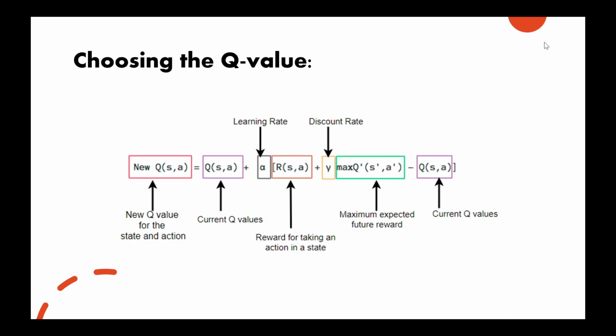Here is the formula used for updating the Q value for a specific state and action. The current Q value is considered for calculating the new value. The discount is applied to the maximum reward of the state.